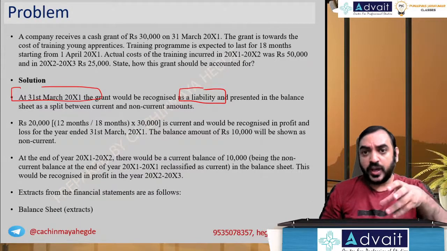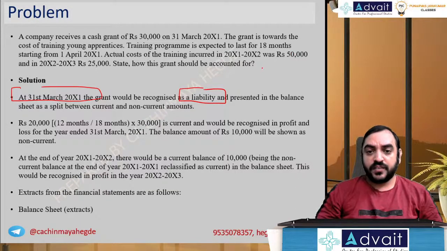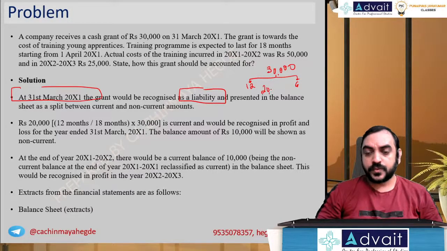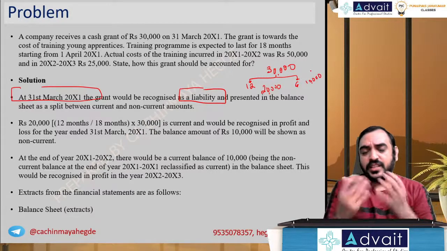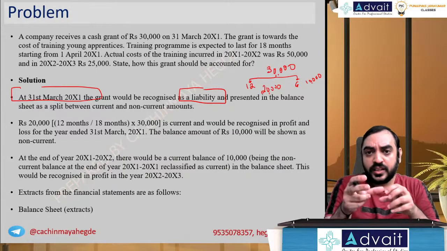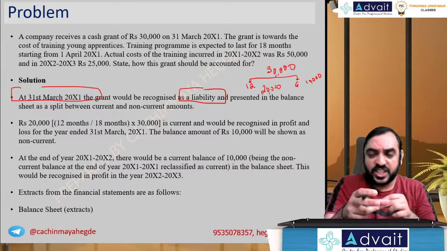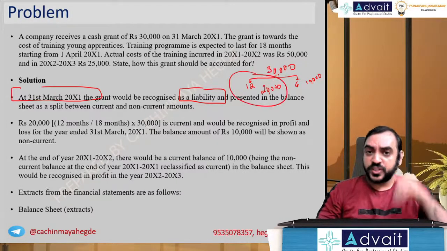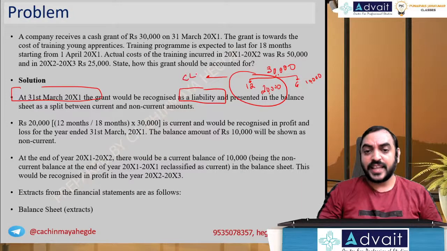So next coming year 12 months, next 6 months. So you divide 30,000 in the ratio of 12 is to 6, which is 2 is to 1. You get 20,000 (12 by 18) and 10,000 (6 by 18). So basically on 31st of March 2001, 20,000 is relevant for the immediate next 12 months, and 10,000 is relevant for the next 6 months, total 18 months. So as on 31st March 2001, this 20,000 is classified as current liability under government grant, and this 10,000 will be shown under non-current liability.